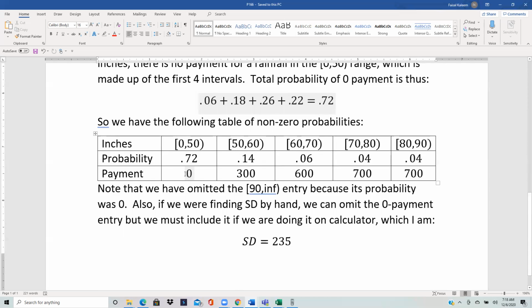But when you do it on the calculator, you have to include it, because in order to get the standard deviation on the calculator, the probabilities must add to 1. So you must have the full probability distribution to get the standard deviation correctly, which is what I'm going to do. This is my first column, the payment, because I'm calculating the expected value of the payment. So the first column will be 0, 300, 600, 700, 700.